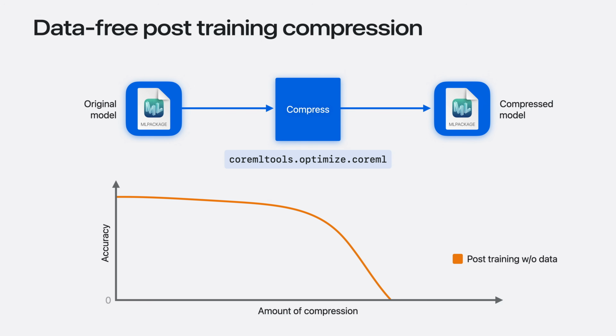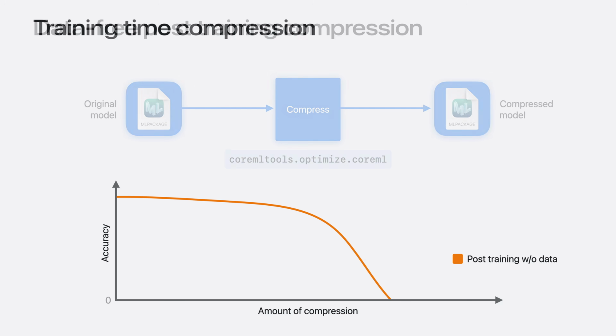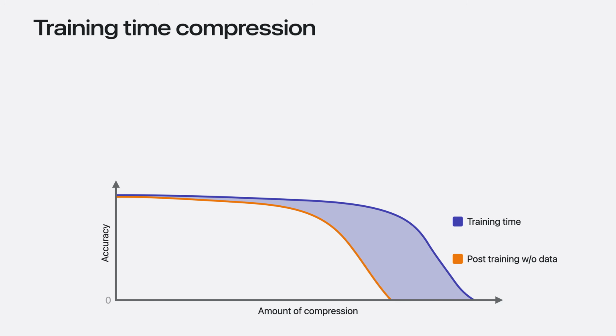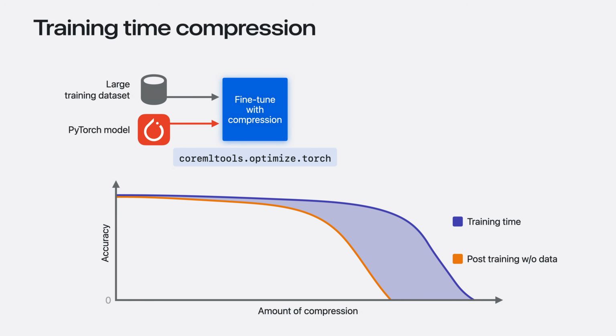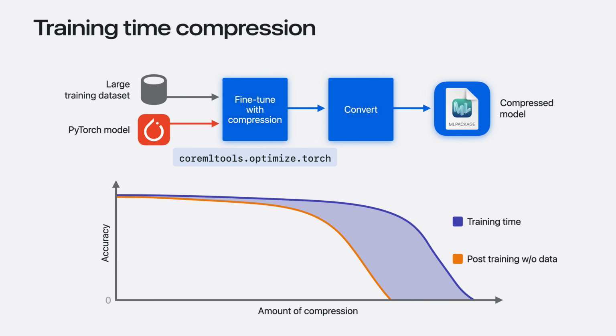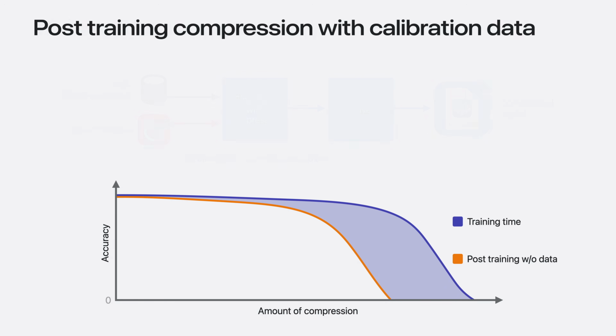One way to get around this is to use training time compression. You can fine-tune your PyTorch model with training data while compressing the weights. You can then convert it to CoreML format. While this will allow you to get a more accurate model, this process could be time-consuming and data-hungry for a large model. Now we have a new workflow for you, that is post-training compression with calibration data.